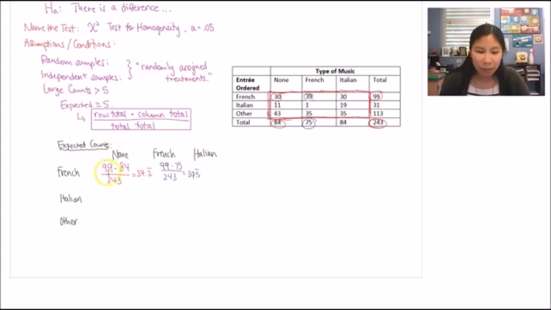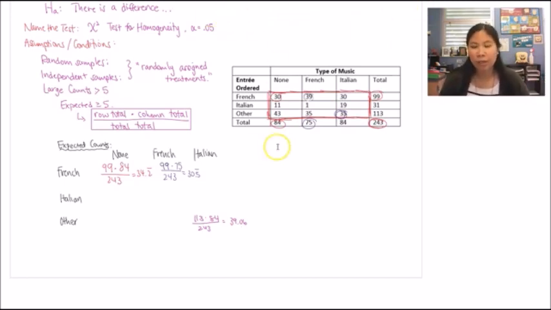And then I can do this and go through the rest of the expected counts for each of my other data values. Like if I do one more for, let's say, Italian and other, that would be in this box here. The row total would be 113. The column total would be 84 divided by 243. And that gets me 39.06.